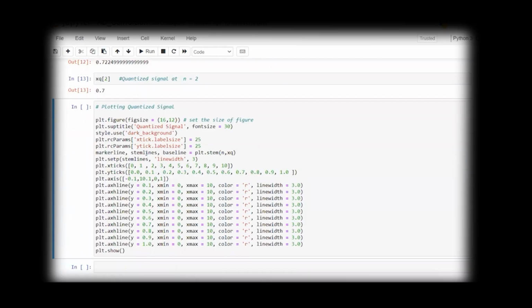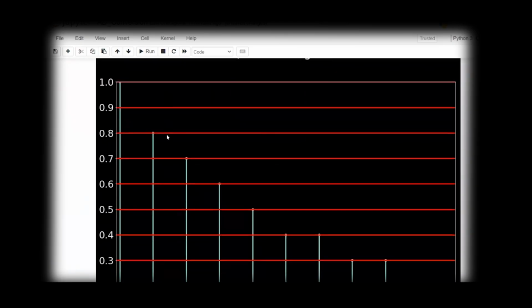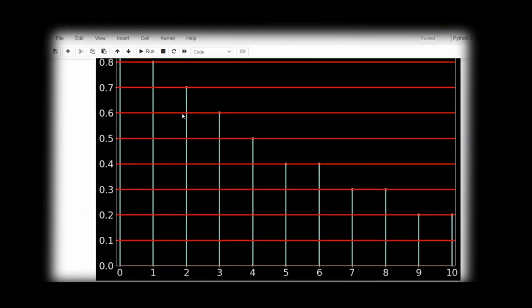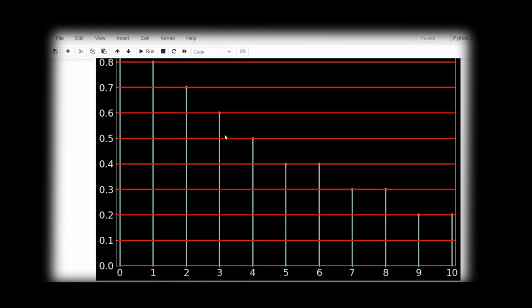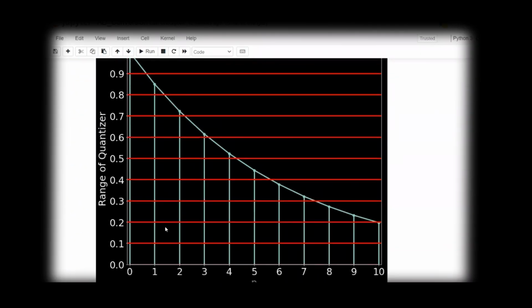The final step of this lecture is to plot the quantized signal. You can see here that the discrete signal, which was previously represented by blue stems, is now shown with quantized levels. Each stem now aligns exactly with one of the quantization levels, such as 0.9, 0.8, or 0.7. There are no values between these levels because all amplitudes have been rounded. So this is our quantized signal shown in blue, while the red lines represent the quantization levels. By using these levels, we have successfully transformed the discrete signal into a quantized one.